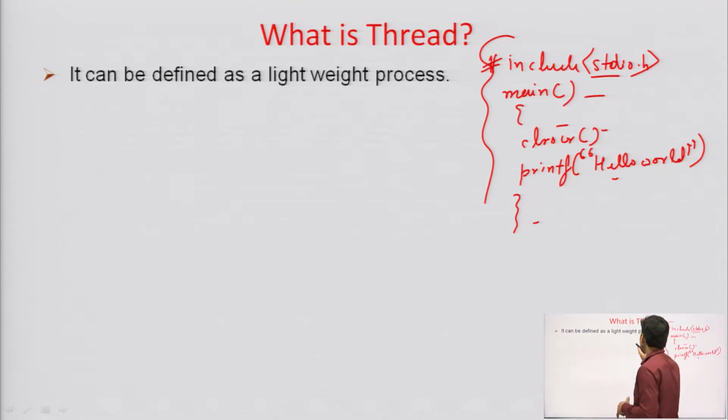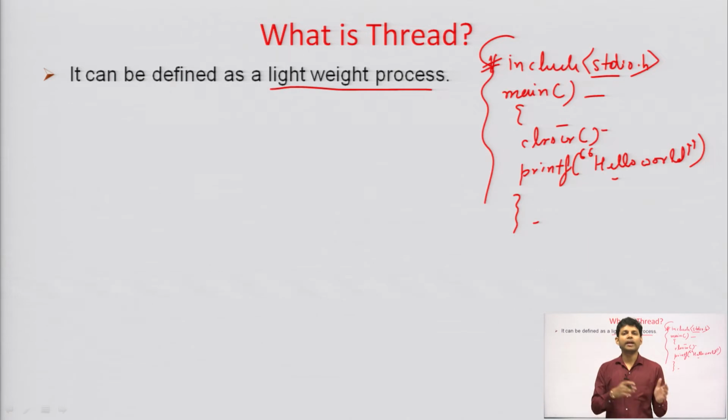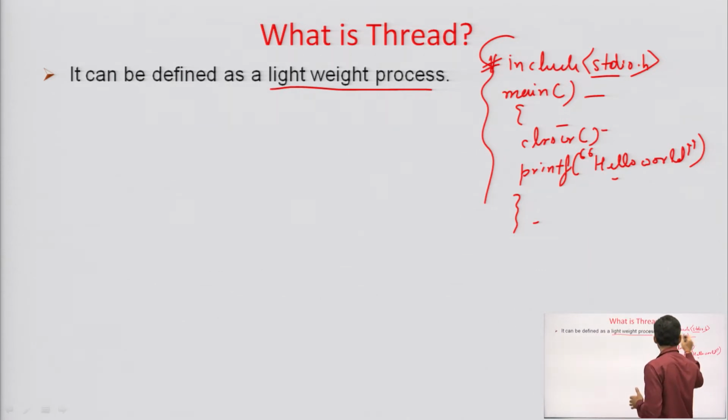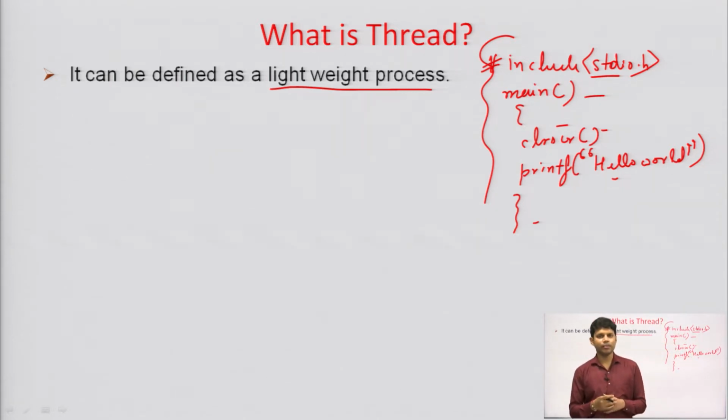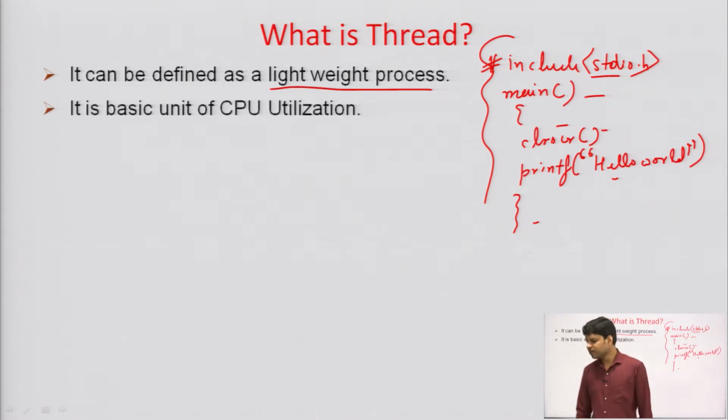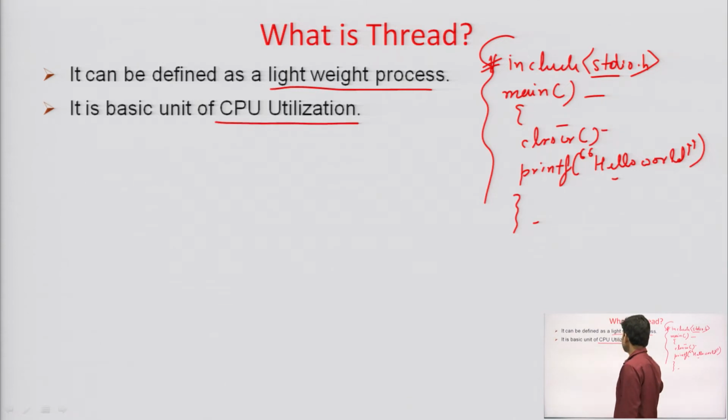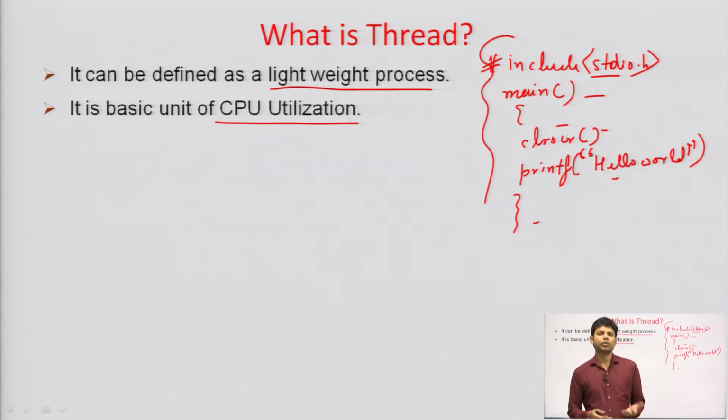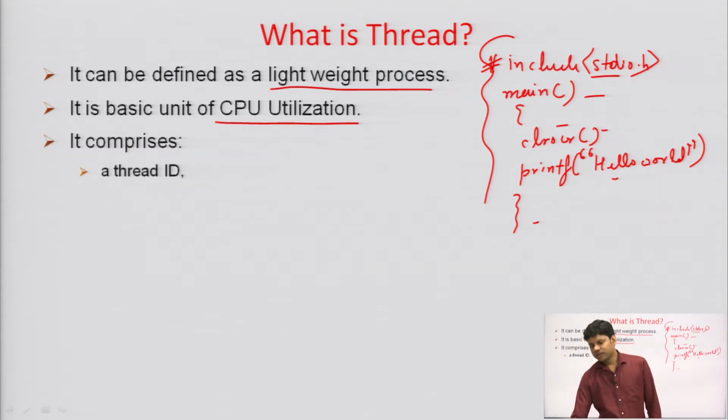That is what is called a lightweight process, meaning you are dividing the program into n number of threads so that it can be executed in a multiprocessor system parallelly, or concurrently. So it is the basic unit of CPU utilization. Of course, when you are using a thread, it will increase the utilization and the performance of the CPU. It comprises a thread ID.